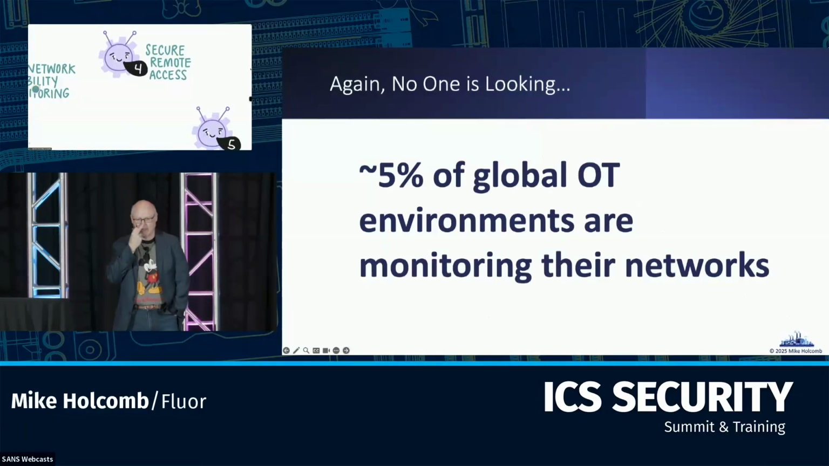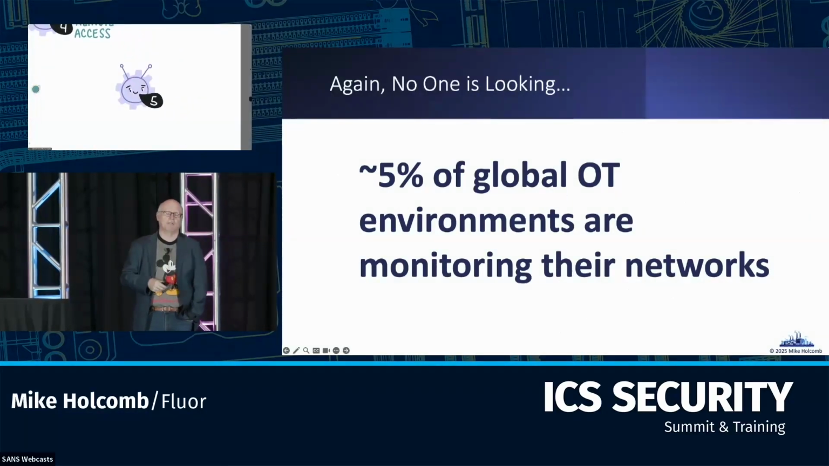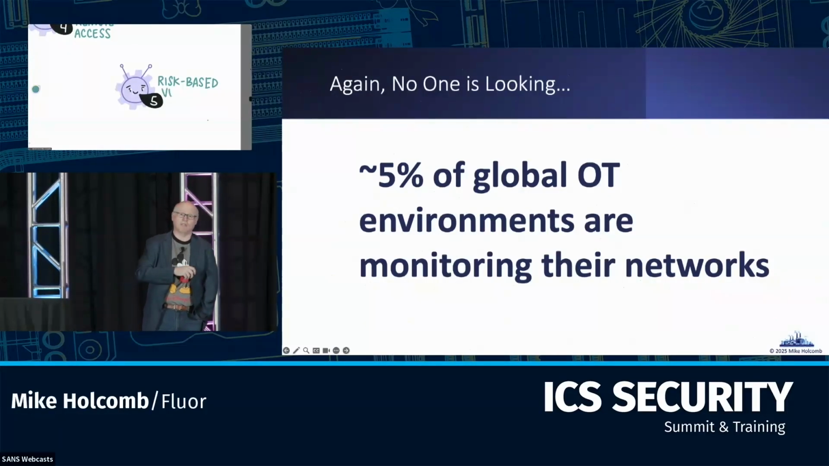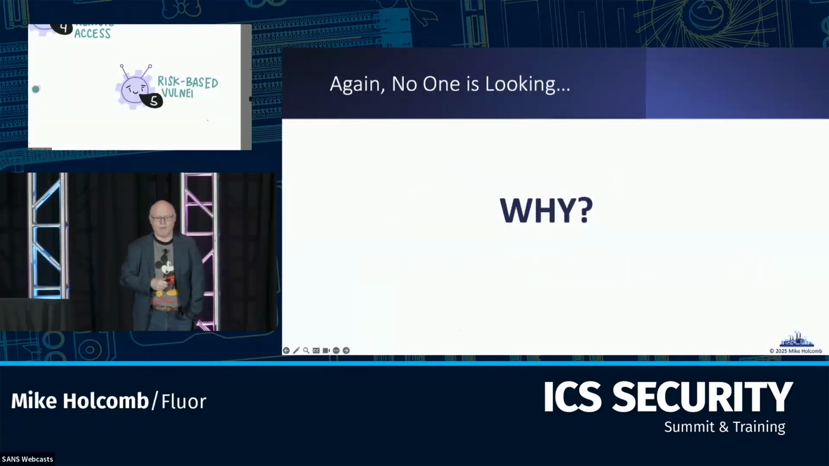So I touched on this a little bit. About a year and a half or two years ago, Rob started to highlight the fact that less than 5% of OT organizations are doing network security monitoring. And I would say probably half of those are not doing a very good job. But we know there's a lot of environments that just aren't looking. The only way they're going to find out there's an attacker in the environment is when it's too late.